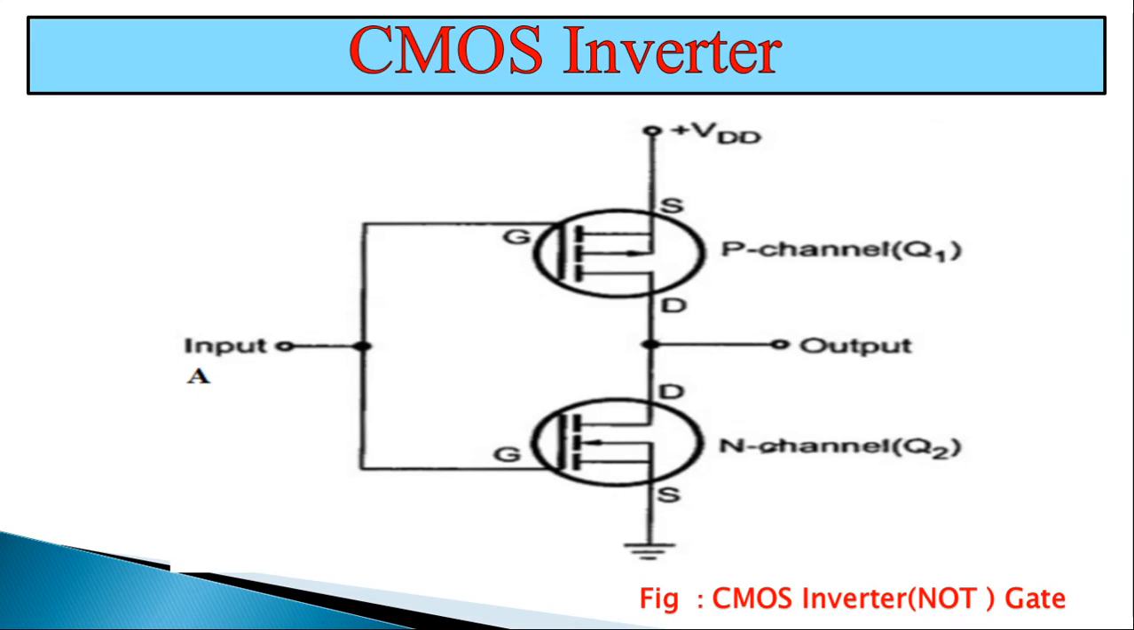CMOS inverter. Because of high noise immunity and low power dissipation, now CMOS logic family is most preferred in large-scale integrated circuits. CMOS inverter circuit contains both NMOS and PMOS devices to speed the switching of capacitive loads. It consumes low power and can be operated at high voltages, resulting in improved noise immunity.